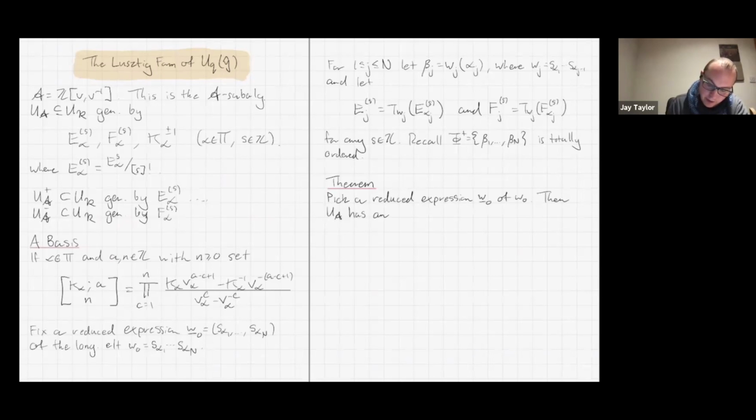an A-basis given by terms of the following form.